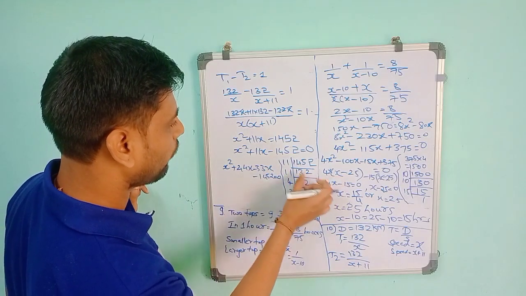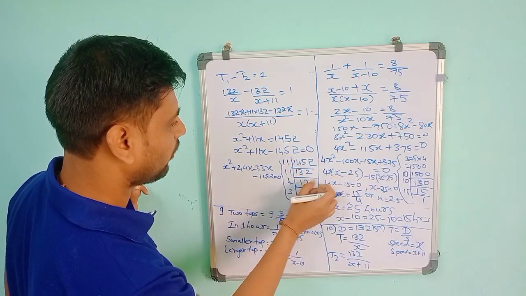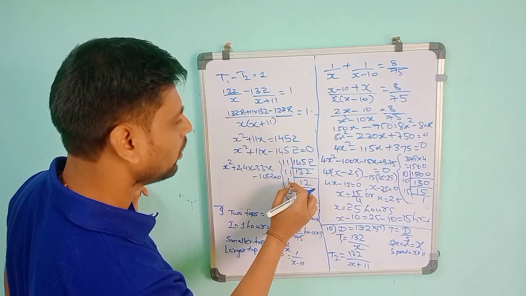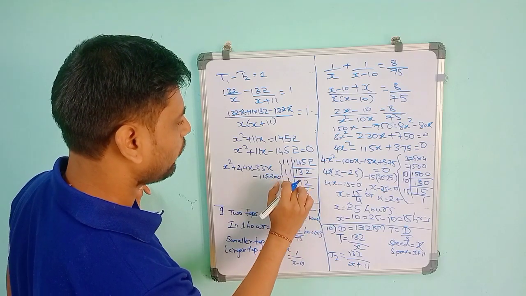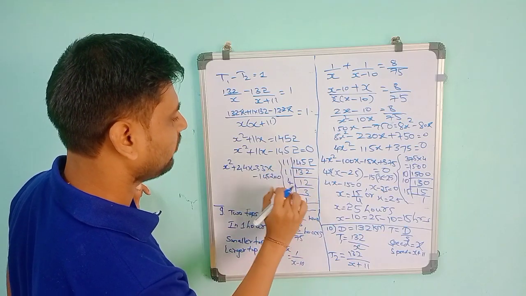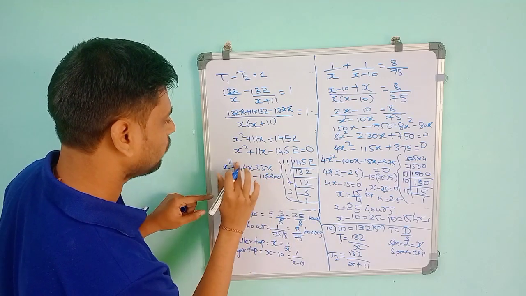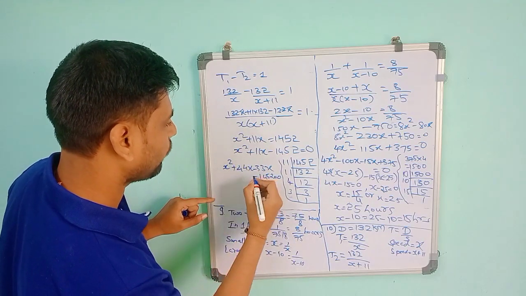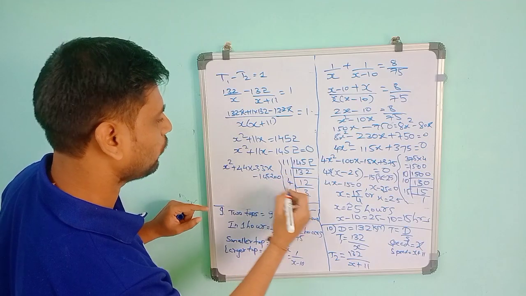11 into 4 is 44, and 11 into 3 is 33. So therefore this one is x square plus 44x minus 33x is equal to 1452.